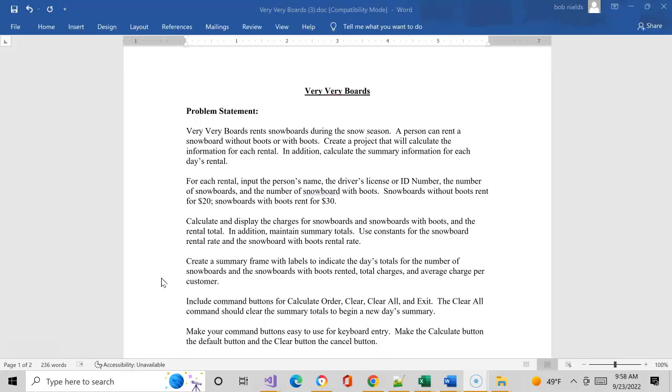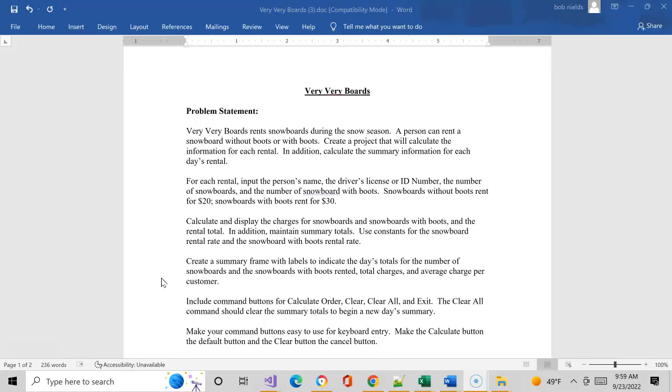They hired us to write an application to allow them to calculate how much each rental would cost per customer. Okay, so if a customer walked in the door and they wanted to rent two snowboards, how much that would cost. And also in the application, they want to keep a summary of how many snowboards and snowboards with boots they have actually rented, how much they've made for that day, and what the average is for their customer. Okay, that's sort of the goal here.